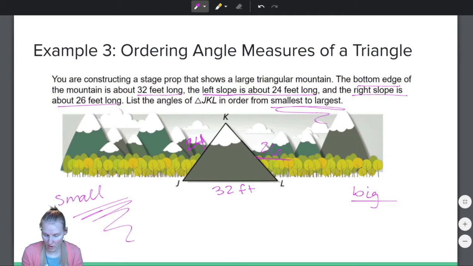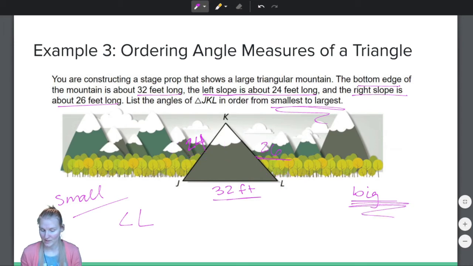24 is the smallest number of all of these. So 24 is the shortest side, which means that the angle opposite that side is the smallest angle. Angle L is the smallest angle because it is opposite the smallest side.